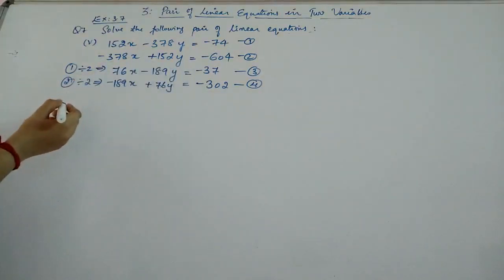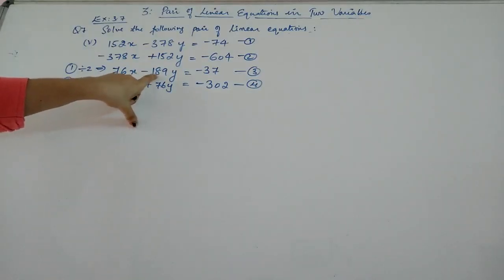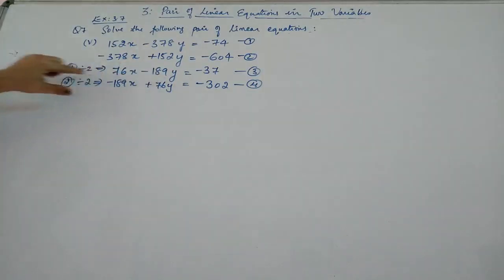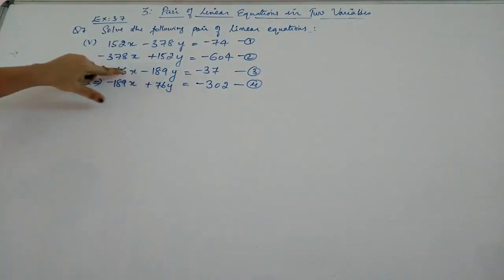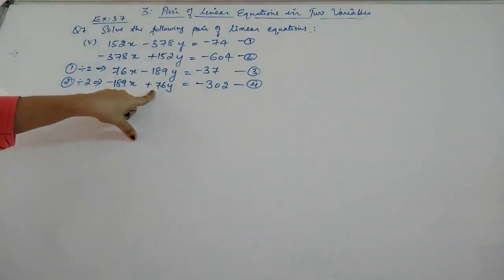Now what we need to do is make the coefficients of any one variable equal. So for that, if I am taking 189 into 76, that means in this equation I am multiplying with 76, and in the second equation I am multiplying with 189, then both the coefficients will be equal.